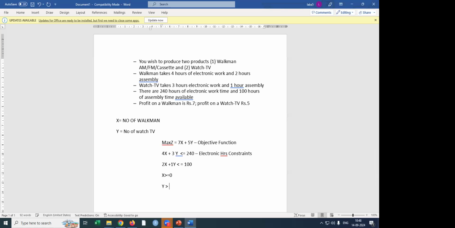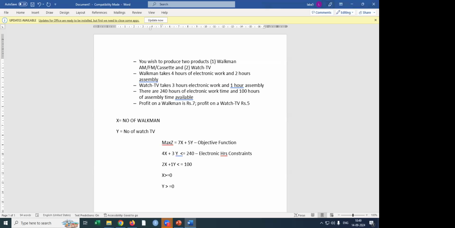Yes or no? If we are not producing any Walkman, what will be the value? X is equal to 0. Similarly for y, Watch TV also, it cannot be negative. So this is the model we have developed: max z is equal to 7x plus 5y subject to 4x plus 3y less or equal to 240, 2x plus y less or equal to 100, and then x, y greater or equal to 0. So on the basis of this theoretical problem, we have developed this model.